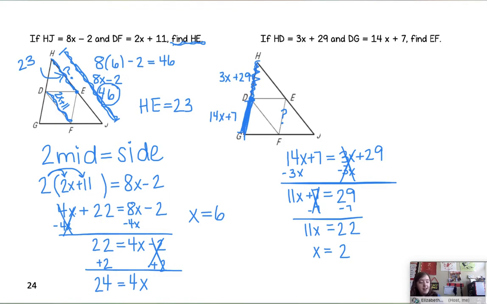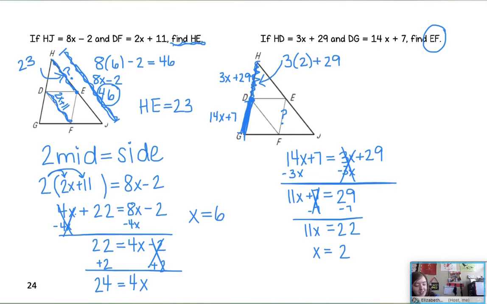But what they want us to find is EF. So here's what I would like to do. Let's go ahead and plug in 2. So this piece right here is 3 times 2 plus 29, right? So 3 times 2 is 6. 6 plus 29 is 35. So now we know, I don't have an eraser, cool. From here to here is 35.